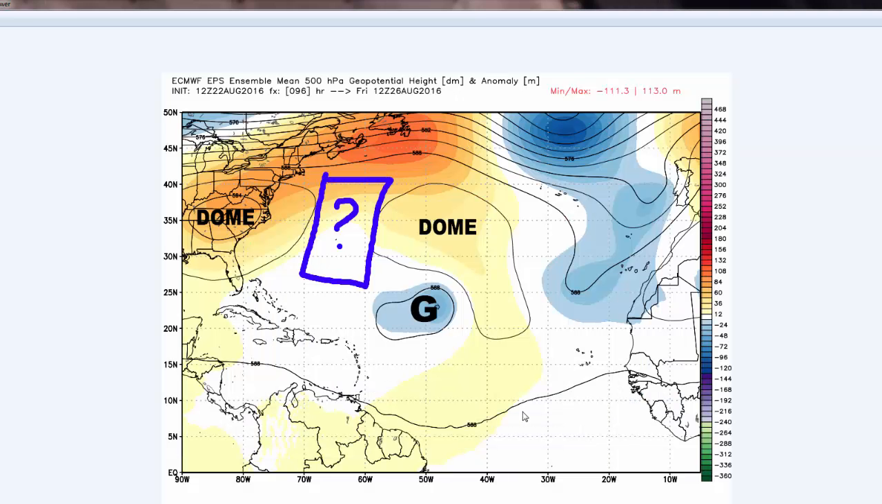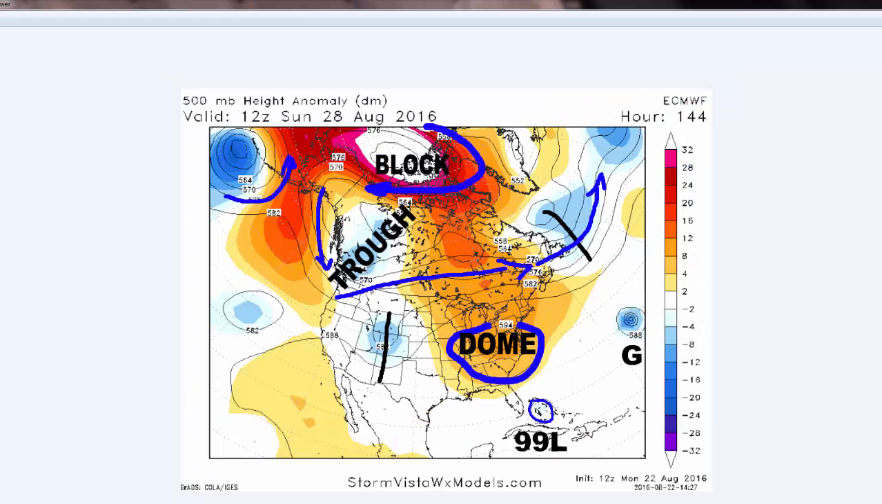And if we look at the European ensemble, this is valid 96 hours out. Again, we can see that gap very clearly between the big dome over the southeastern states and the one in the central Atlantic Ocean. And it looks like Gaston is going to head for that gap and turn out to sea. But I'm wondering if it's really going to do that.